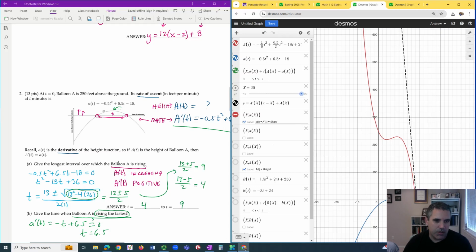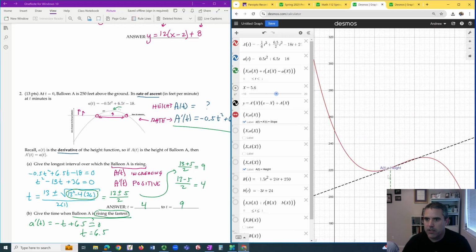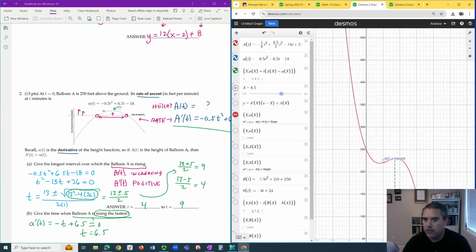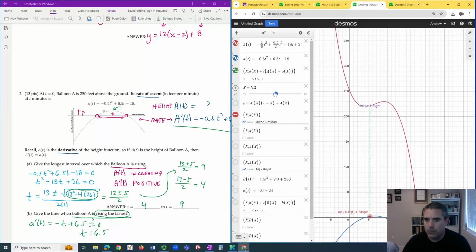The question says, give the longest interval when balloon A is rising. Balloon A is only rising in this little segment here when it was going uphill. Let's zoom in. Balloon A was rising right here. Let's get rid of this line. So it was rising from here to there. Now in the graph we were given, what would those points be? They would be the points where the slope is 0. So from here to here.